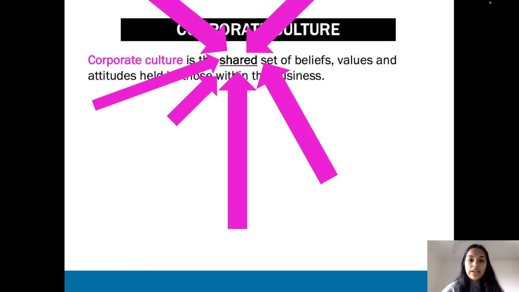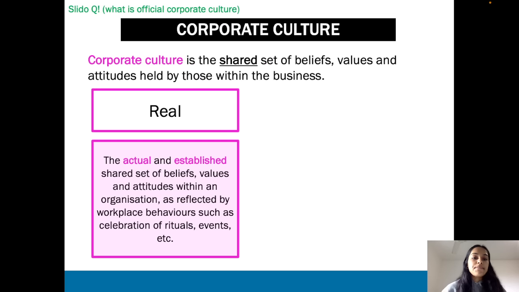And so really important with corporate culture that you're highlighting that it's a shared set of beliefs and values that is held by those people within the business. So can we remember what real corporate culture is? Real corporate culture is the actual and established shared set of values, beliefs, and attitudes within an organization, as reflected by workplace behaviors such as the celebration of rituals or even events.